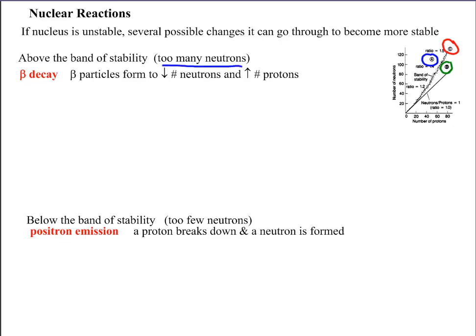We're going to start with elements that are above the band of stability. In this case, we have too many neutrons.